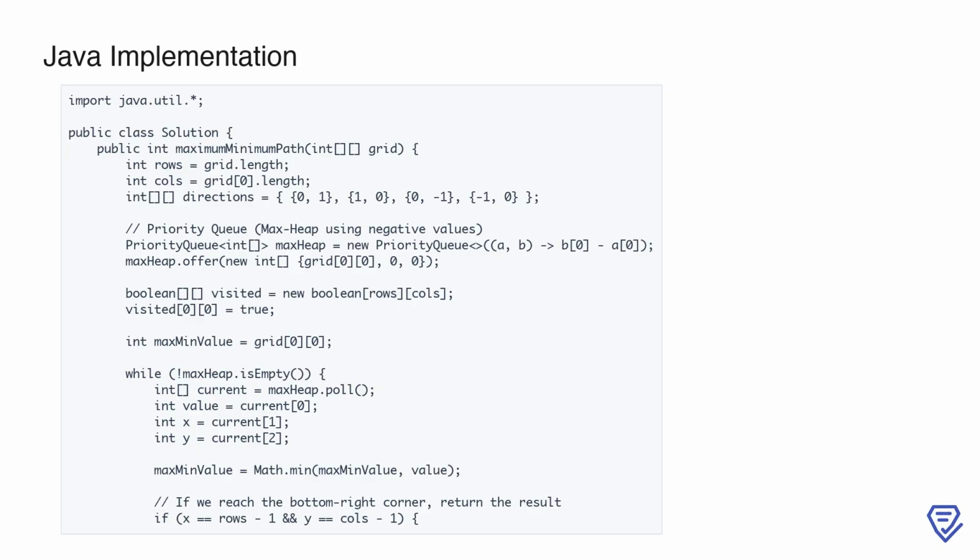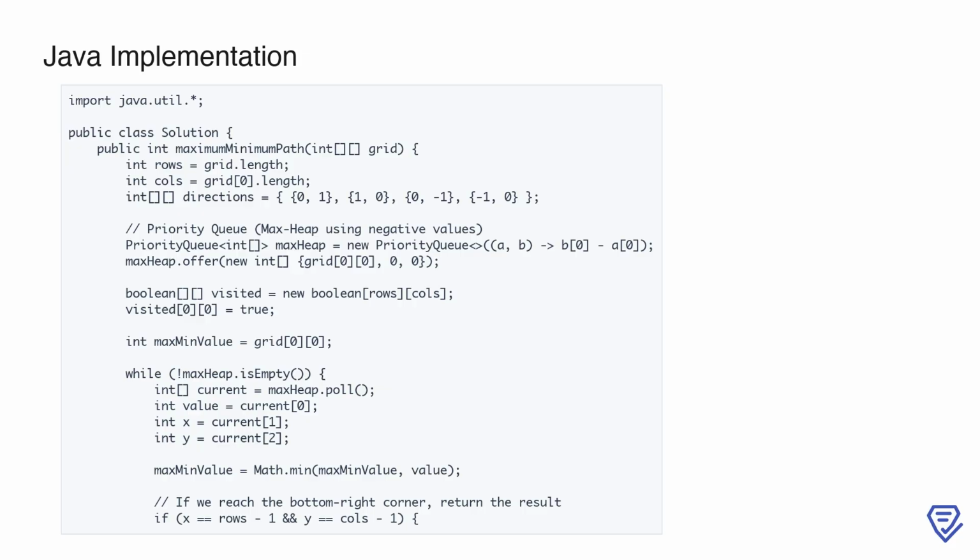The while loop begins, which will continue until the priority queue is empty. In each iteration, we extract the cell with the highest value using poll, and then update max-min value to the smaller of its current value and the value of the extracted cell. This ensures that we are maintaining the maximum of the minimum values encountered so far.